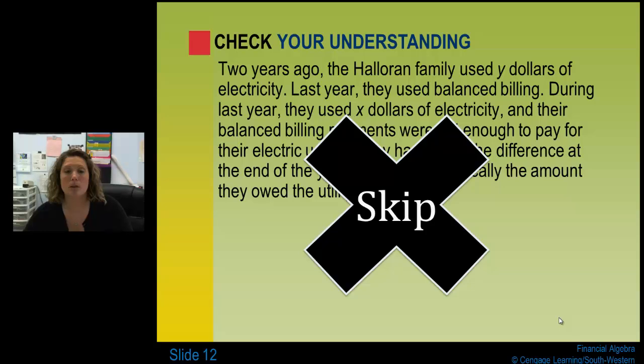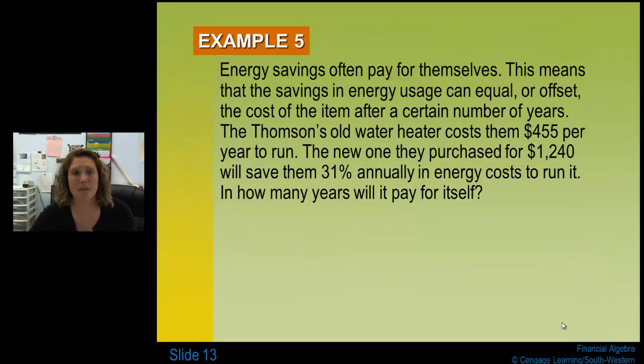Check your understanding. We're going to go ahead and skip this question and go on to example 5. Energy savings often pay for themselves. So, those Energy Star appliances will eventually, over time, pay for themselves. This means that the savings in energy usage can equal or offset the cost of the item after a certain number of years.